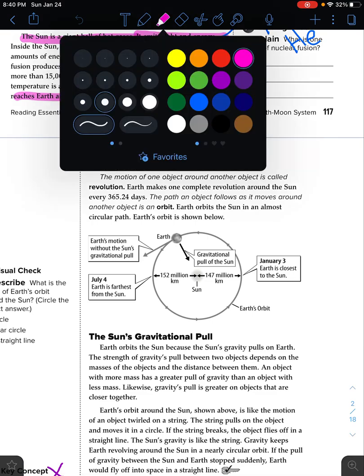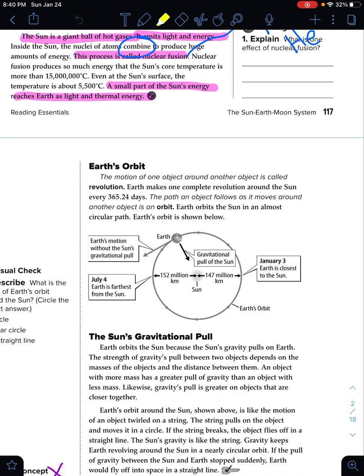So I see a vocab word, so we're going to go ahead and highlight that. Earth's orbit, the motion of one object around another, is called revolution. Earth makes one complete revolution around the sun every 365.25 days. So it's that quarter day that every 4 years adds up for that leap year. The path an object follows as it moves around another object is an orbit.